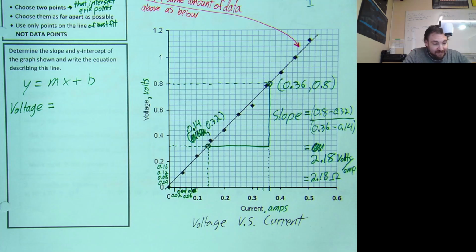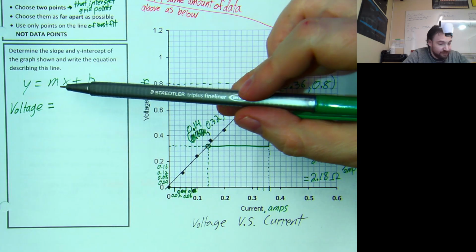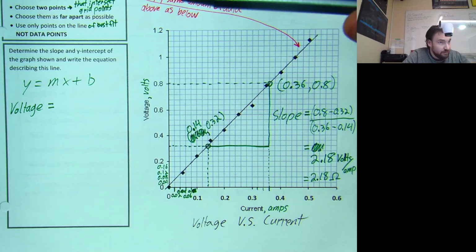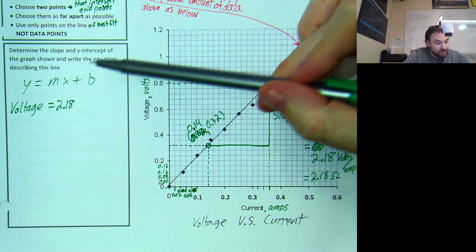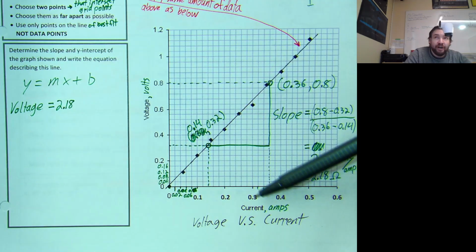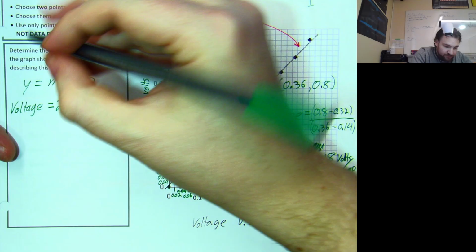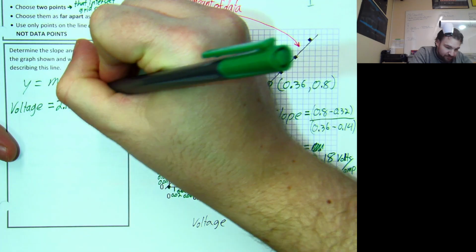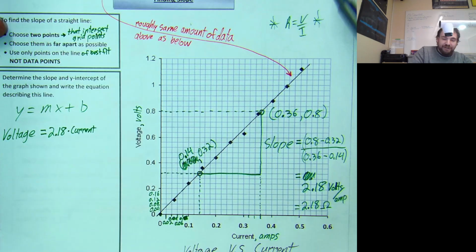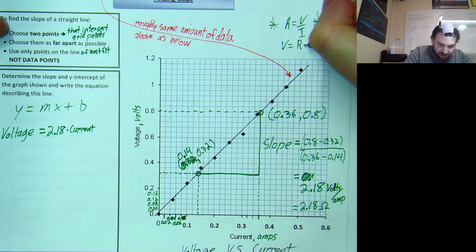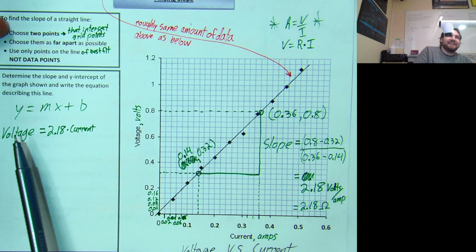Well, m is my slope. My value for the slope was 2.18. x is current. Which, if we remember back, if R equals V over I, then V equals R times I, which is great, because that's what we're getting here. Voltage is equal to a value for resistance times the current.